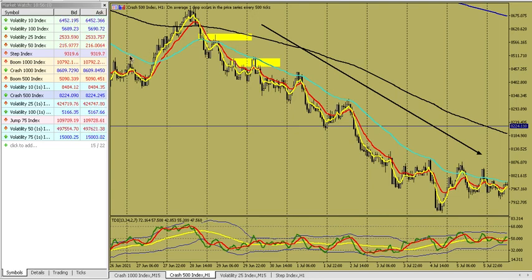And since this is crash 500, right, crash always spikes to the downside, boom always spikes to the upside. So crash 500 in a bearish momentum is a beautiful thing that I always want to consider. So if crash is in a bearish direction, then great, time for me to look for my direction and time for me to jump into the 15-minute time frame.